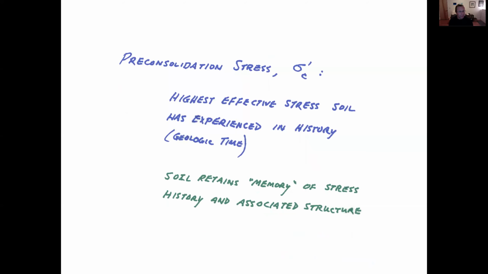That knee of the curve is called the pre-consolidation stress, sigma prime C. This represents the highest effective stress the soil has experienced in history, and that means in geologic time. So even if it goes back to a glacier that was over the city of Seattle 10,000 years ago, that would be remembered by the soil. The soil actually retains this memory. It's an interesting aspect. The particle contacts and so on retain this memory of stress history and the associated structure at that stress level.